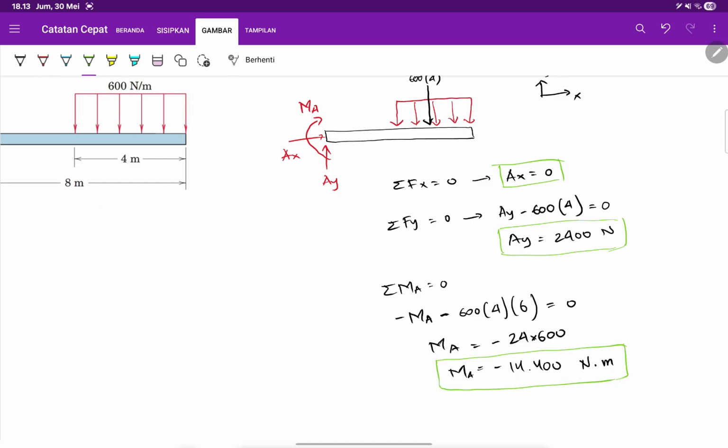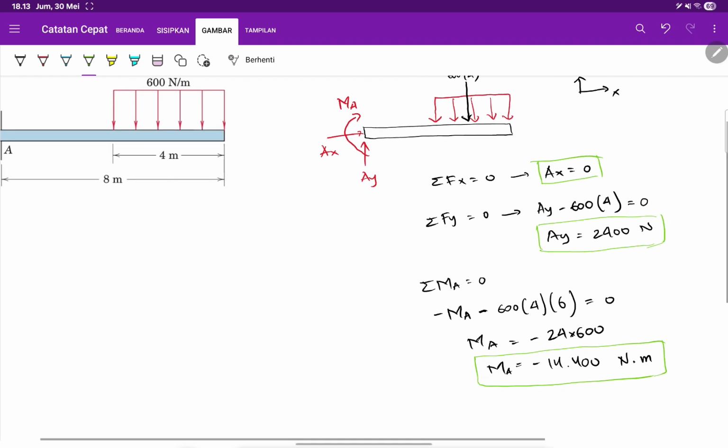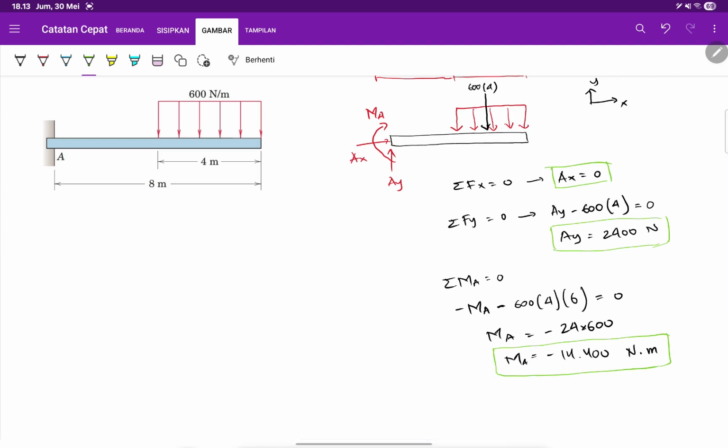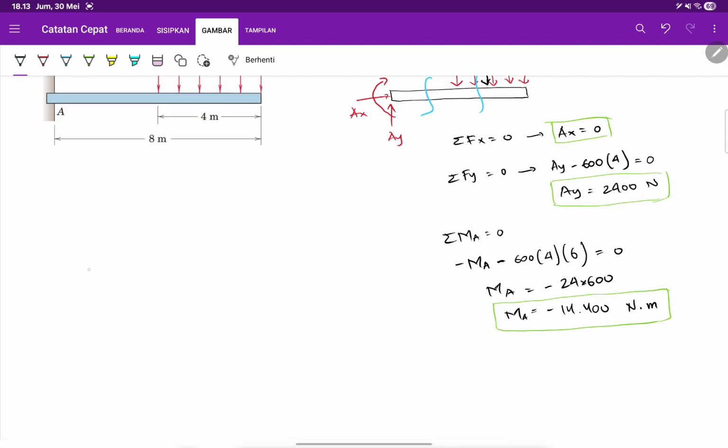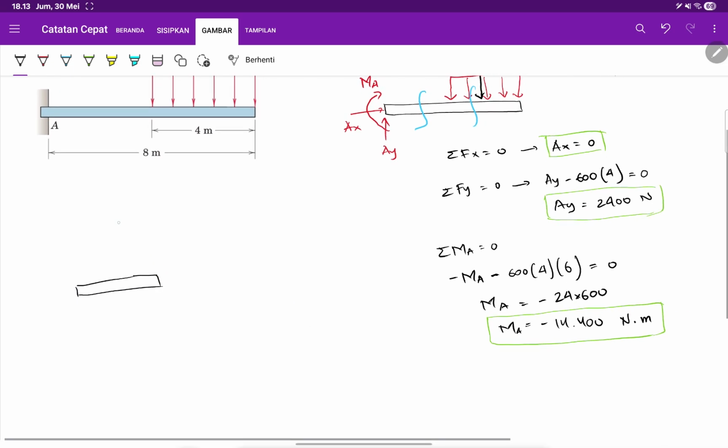So now you got all the reaction forces, right? What we need to do is make a sectioning. We need to do two sections. The first section will be done here, I guess. All right, the second section is within this. So let's draw the first sectioning. The first sectioning is valid if x is from 0 to 4 meters.